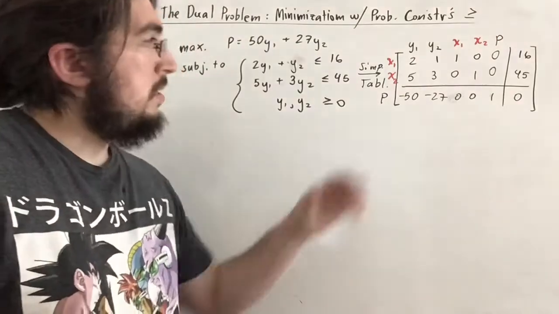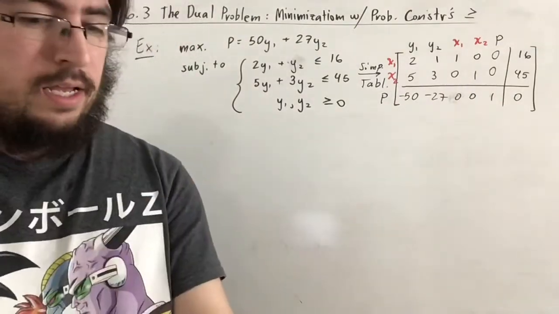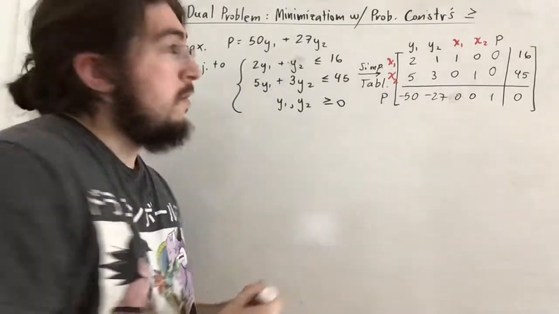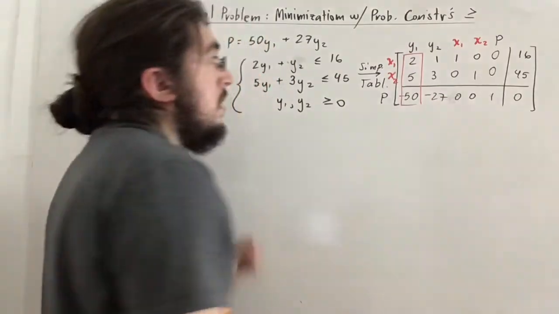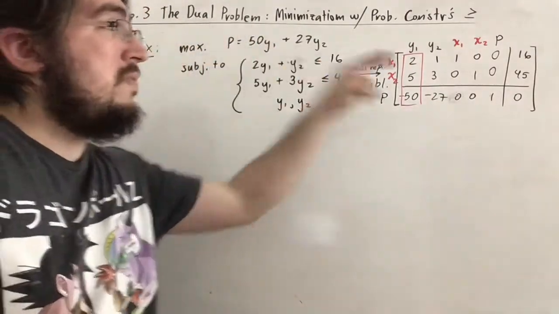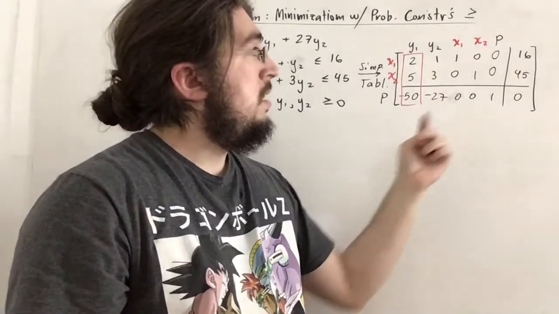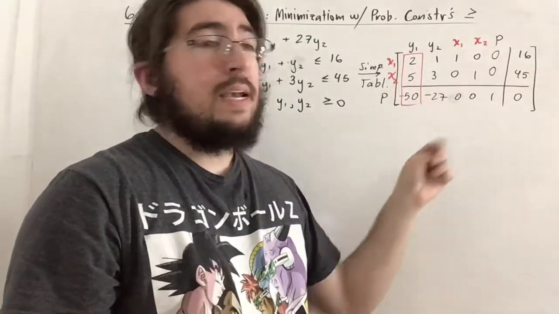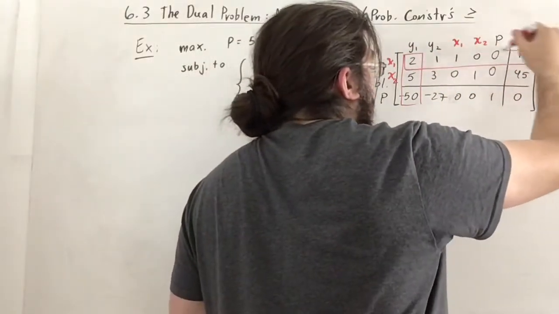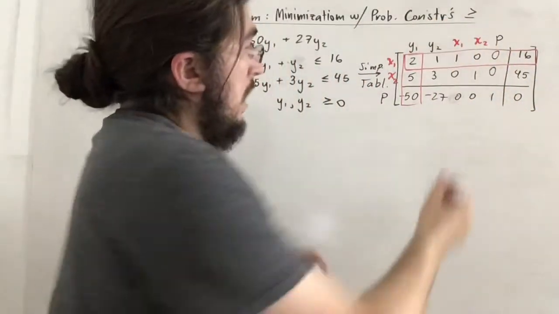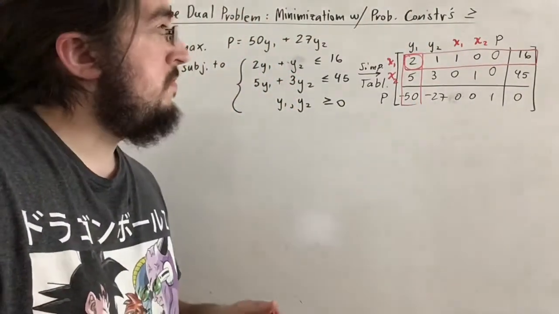So let's see. The first negative one, or the most negative one I should say, of our indicator variables is right here. So this is going to be our pivot column. And then we're going to divide these numbers by these. So notice 16 divided by 2 is 8. 45 divided by 5 is 9. 8 is smaller, so I'm going to go with the first one. And that's going to be our pivot row. So now 2 is our pivot element. So I'm going to divide everything by 2.